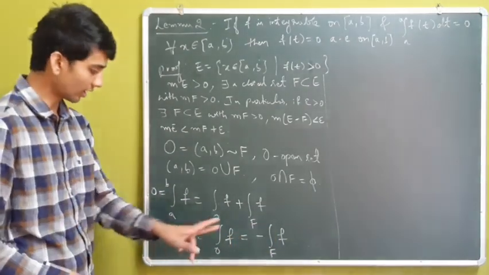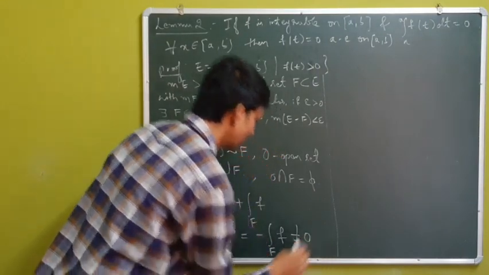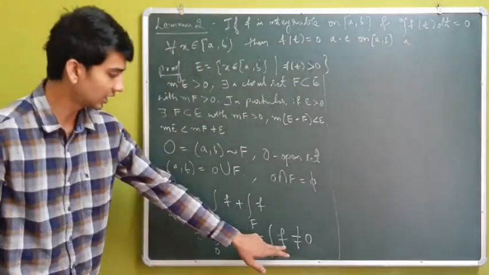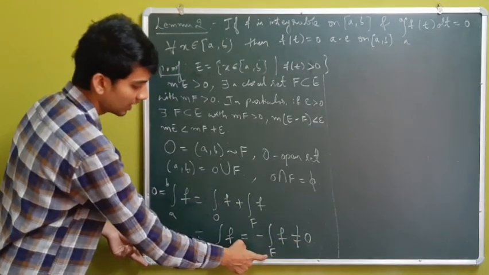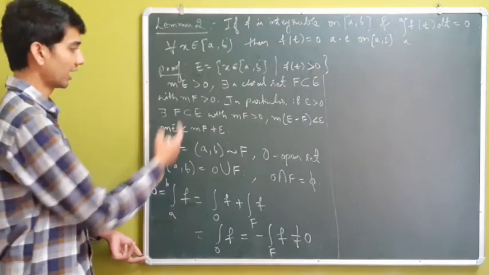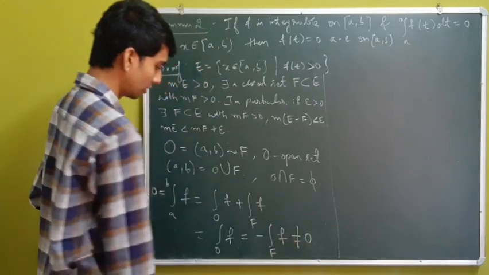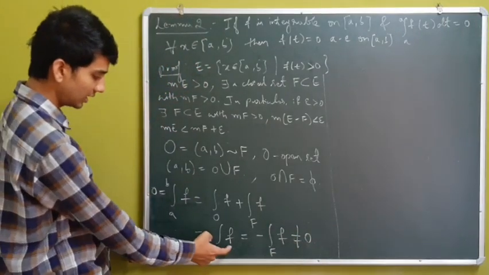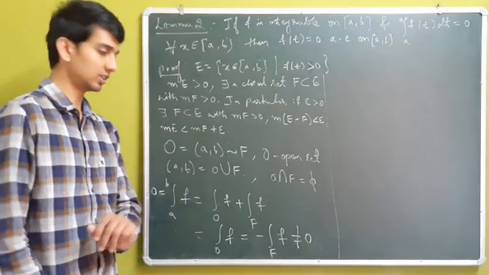But the strange thing you have to observe here now is that this is not 0. So this integral is not 0 because it is the integral of f over F, where the measure of F is positive. So we have the measure of F to be positive, so this integral cannot be 0. So now I have the integral of f over O to be not equal to 0.